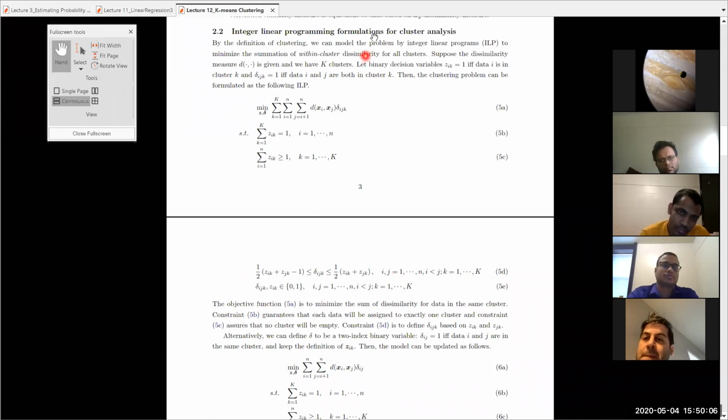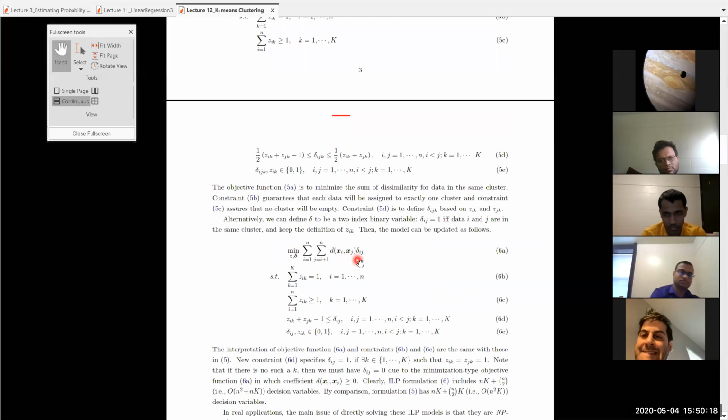However, the bad point is that I have delta ijk, and in most cases you dislike this, because ij will be large, so it's O(n squared times k). It's very large. In this other model, I only have delta ij. I saved one index, which means you save a factor of k. That's a lot. Who cares which cluster ij belongs to? As long as they are in the same cluster, I count it.